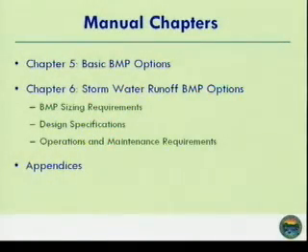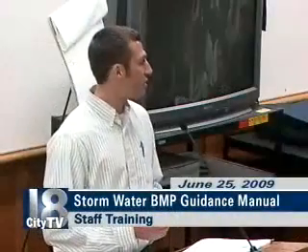The Chapter 5 basic BMPs are a list of very simple, anyone can do type of best management practices that are applicable for the smallest size projects. These are for like single family residential, small, new or redevelopment projects. And then Chapter 6 are what we refer to as stormwater runoff BMP options, which are the more complicated or larger, more difficult to design projects where generally you'll hire an engineer or a landscape architect to design. And then we have appendixes.